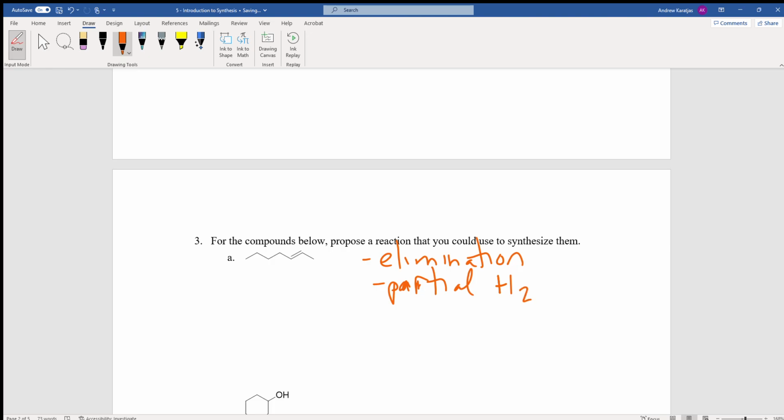We could say dehydration, although that's really just a form of elimination. So the question here is we just need to pick one of those and draw out the reaction. I'm going to choose here, for no other reason than that's what I decided to draw, we'll do a dehydration. So we start with an alcohol. And we know if we treat that with acid and heat, we can cause a dehydration to take place, lose the alcohol, and end up with an alkene.